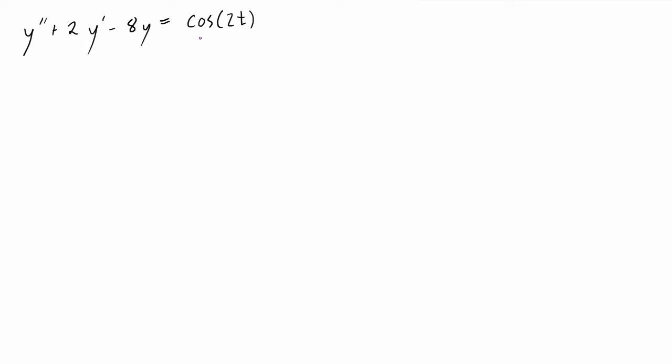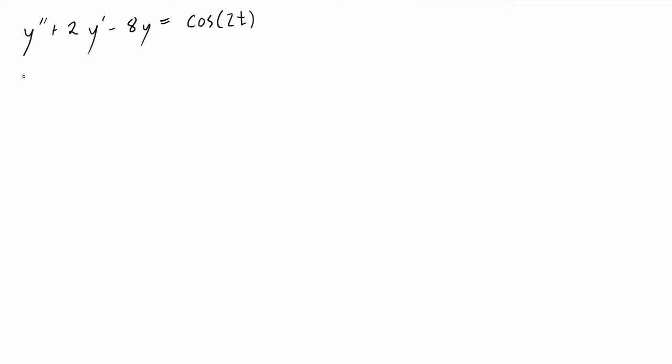What we can also do while we're working on this problem is find the general solution, and in order to do that, we're going to need to find the complementary solution first, and then we can add the complementary solution and a particular solution together to get the general solution. So let's get started on that first before we actually get to the method of undetermined coefficients.